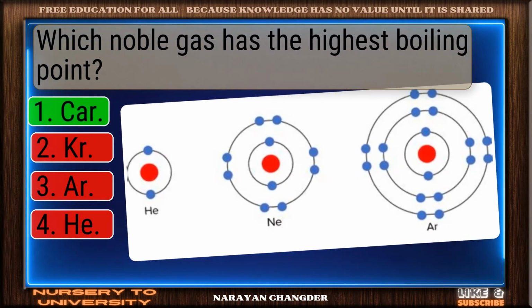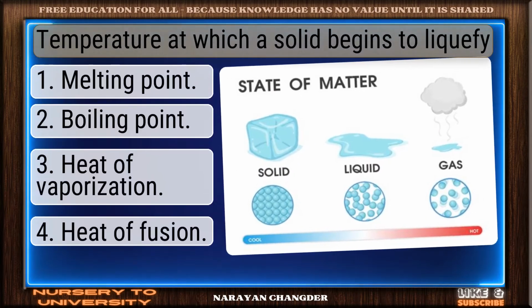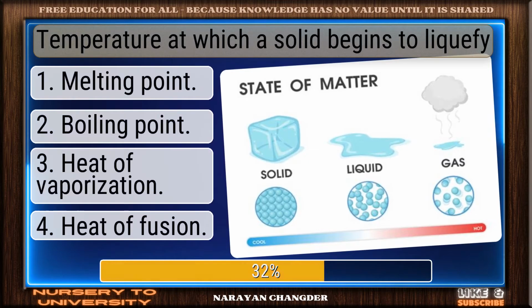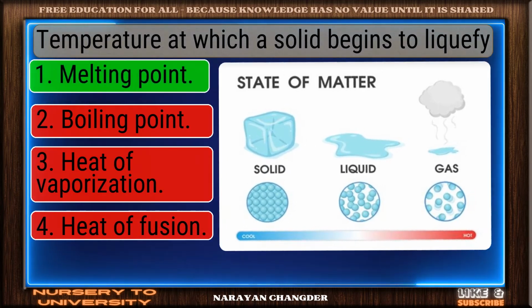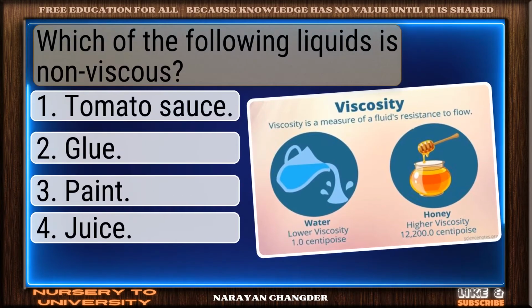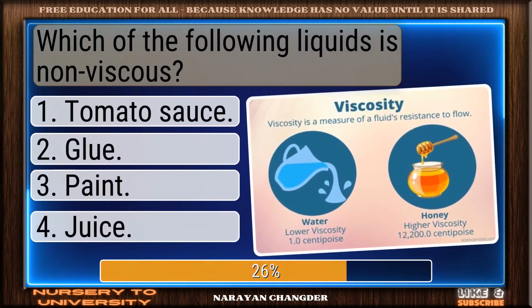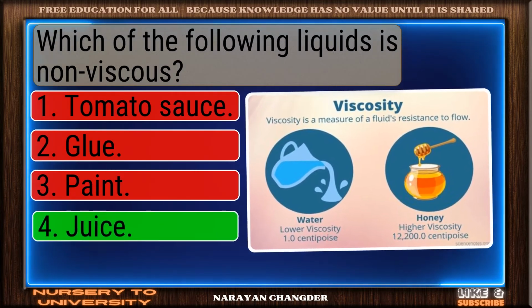Great job. Car is the accurate answer. Temperature at which a solid begins to liquefy. Smart pick. Melting point is the correct choice. Which of the following liquids is non-viscous? Valid point. Juice is true.